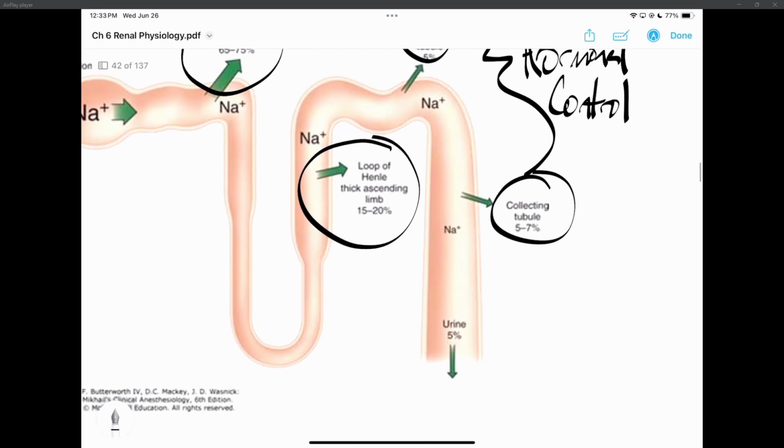So, of all the sodium that gets dumped into the Bowman's capsule and Bowman's space into the ultrafiltrate, only 5% of it winds up in the urine. We will reabsorb 95% of the sodium that gets dumped into the Bowman's capsule. We reabsorb it. So only 5% goes into the urine.